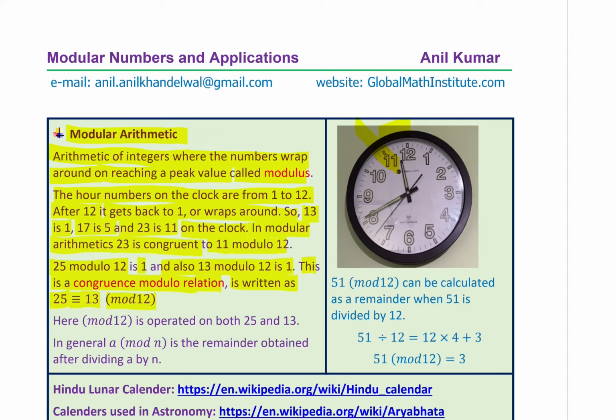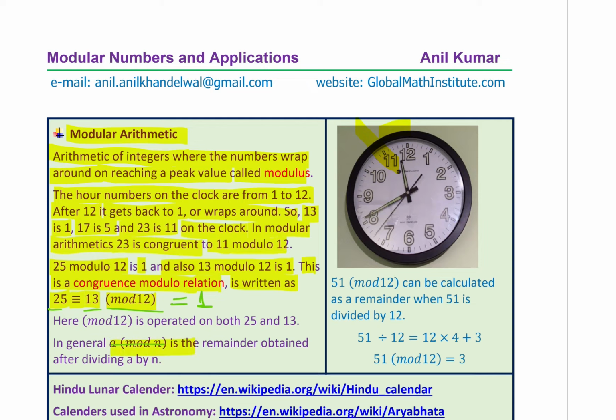Now this operator mod is slightly different. This mod 12 is actually applied to both 25 and 13. When we write it on the side, it is not just for 13, correct? 25 mod 12 is the same as 13 mod 12. Both are equivalent, and their value in this case is just 1. Here, mod 12 is operated on both 25 and 13, just as I said. So in general, a mod n is the remainder obtained after dividing a by n. What does that mean?